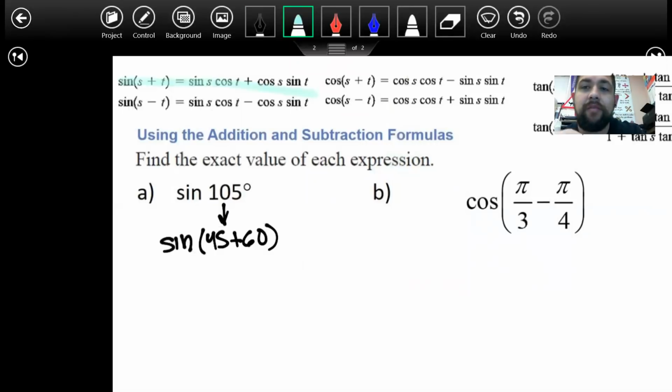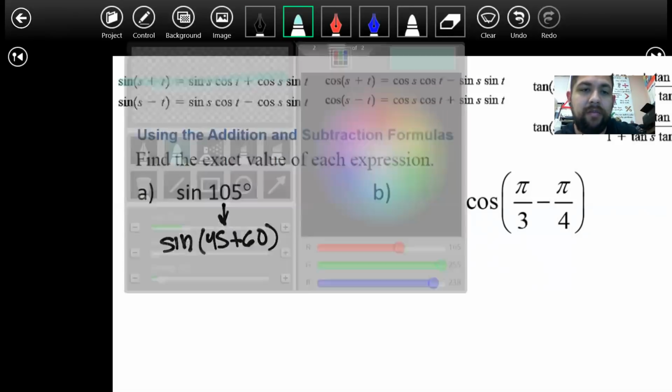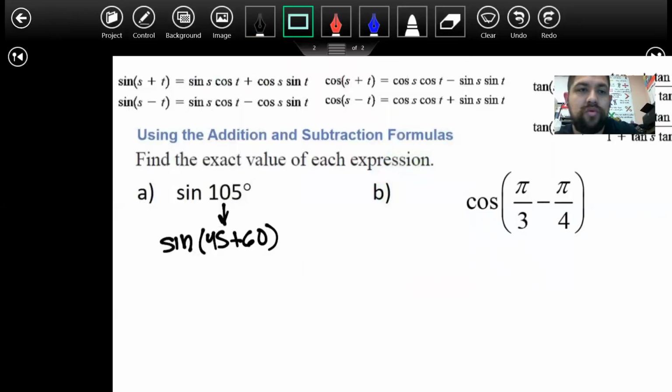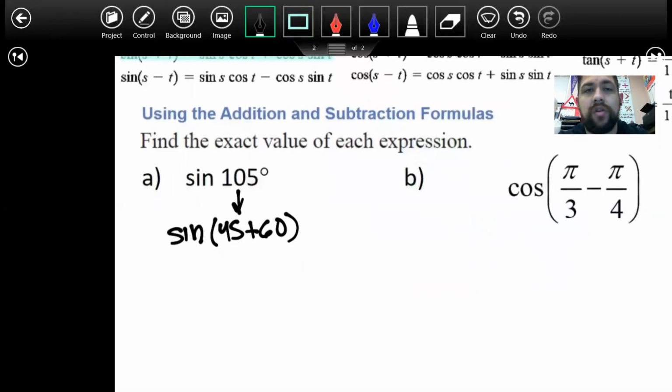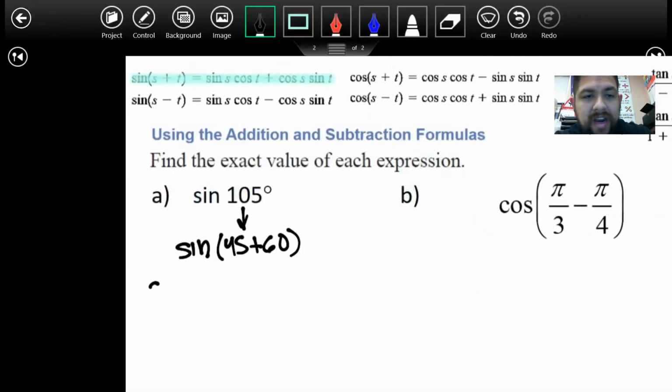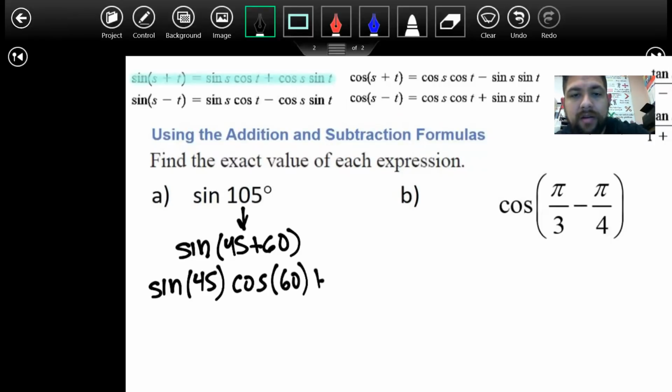We're going to use a formula at the top in order to get our value. So we're going to use that one to help us solve it out. Again, I'm splitting them. I'm using this as a way to rewrite it to solve using my unit circle. The tippy top of that would give me sine of 45, cosine of 60, plus cosine of 45, sine of 60.